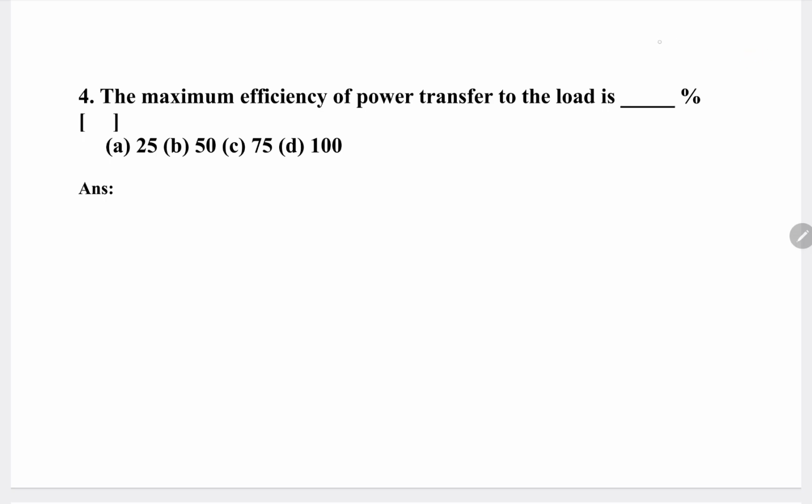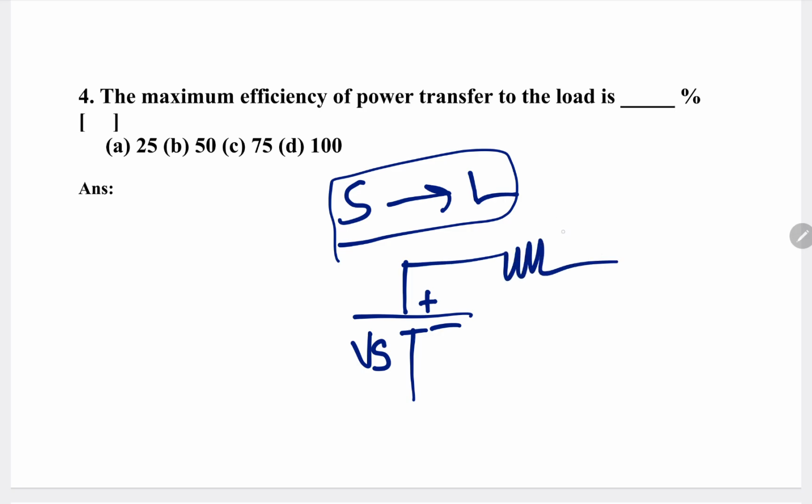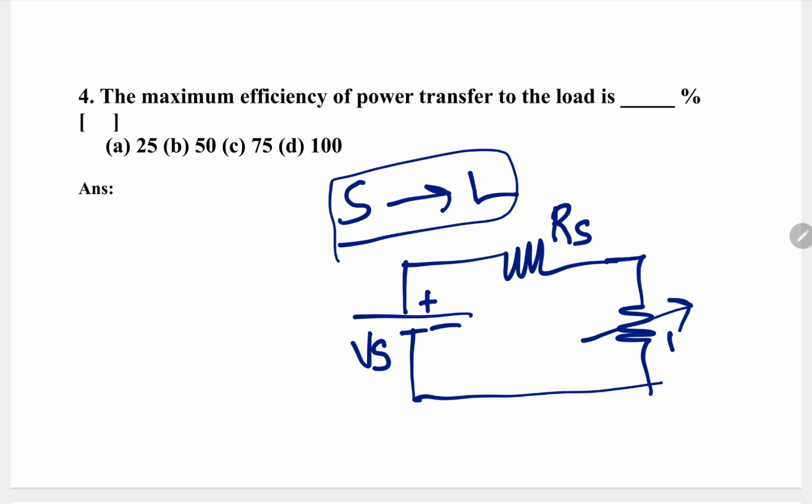Next, the fourth question is about the maximum power transfer theorem. In a circuit, whenever the load resistance is equal to the source resistance, maximum power will be transferred from the source to the load. During this maximum power transfer condition, what is the efficiency? Let us say this is a source Vs, this is the source internal resistance Rs, and this is a load resistance RL. Let us say this load resistance is a variable. Whenever we vary the load resistance until its value is equal to the internal resistance, maximum power will be transferred from the source to the load.